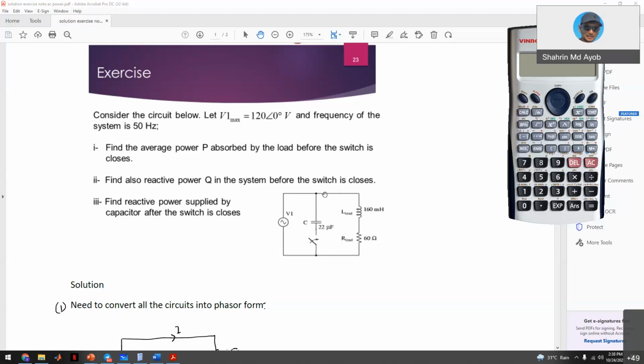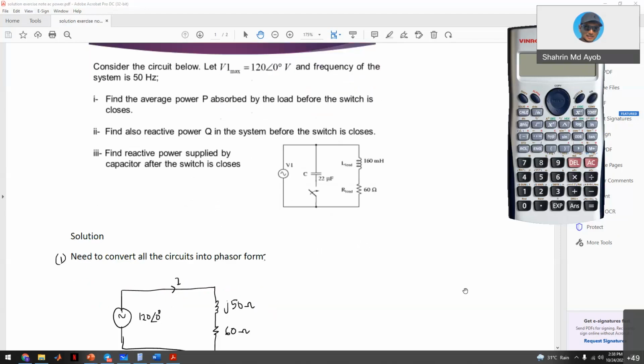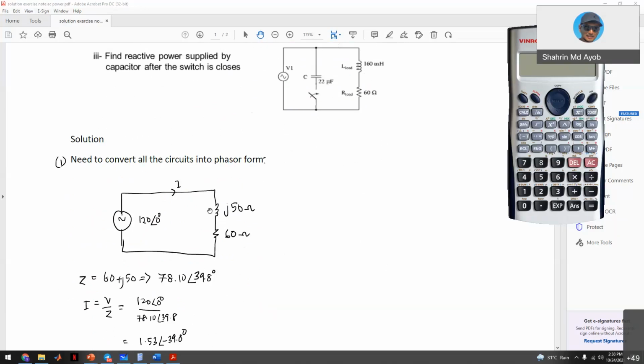Okay, and then the second question, find the reactive power Q in the system before the switch is closed. So the first two questions are actually the P and also the Q for this impedance. And lastly, what is the reactive power supplied by the capacitor after the switch is closed? The interesting part is actually the third question. So what you need to do is first convert all the circuit elements into phasors.